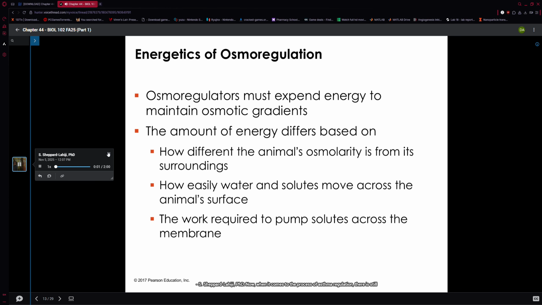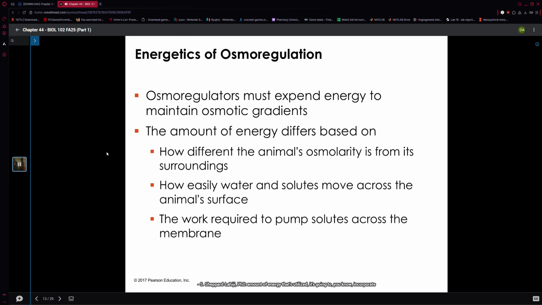Now, when it comes to the process of osmoregulation, there is still expenditure of energy, and that expenditure of energy is for the purpose of maintaining osmotic gradients. So it's not just all about passively moving from one area to the next. We have to think about the needs of the organism in terms of solute concentration, retention of water. So there is absolutely energy that is involved in these processes.